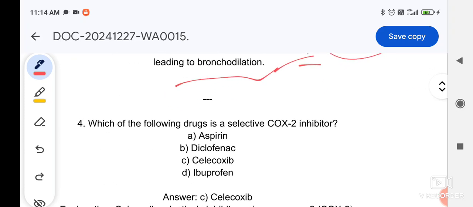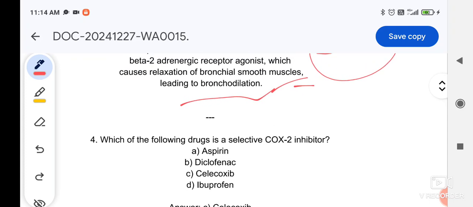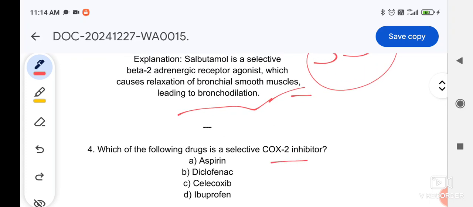So the fourth question is: which of the following drugs is a selective COX-2 inhibitor? Option A aspirin, option B diclofenac, option C celecoxib, option D ibuprofen. So the correct answer is option C, celecoxib.